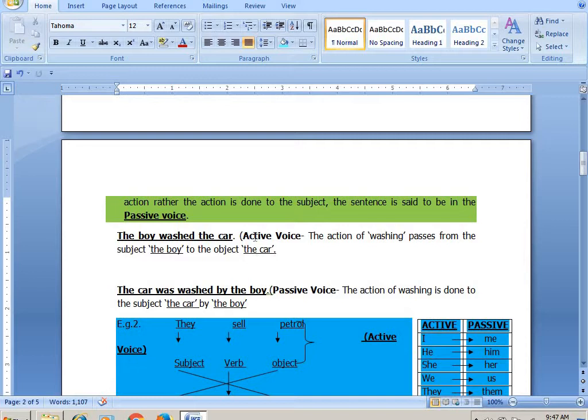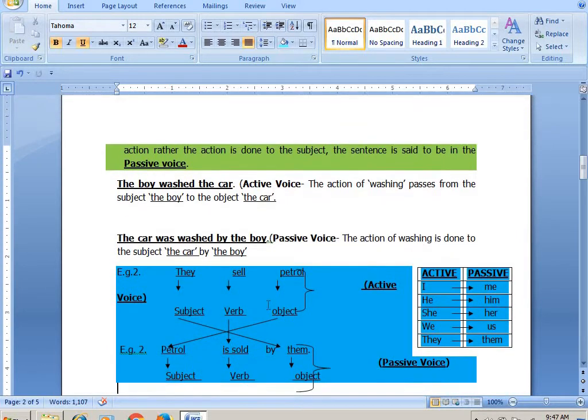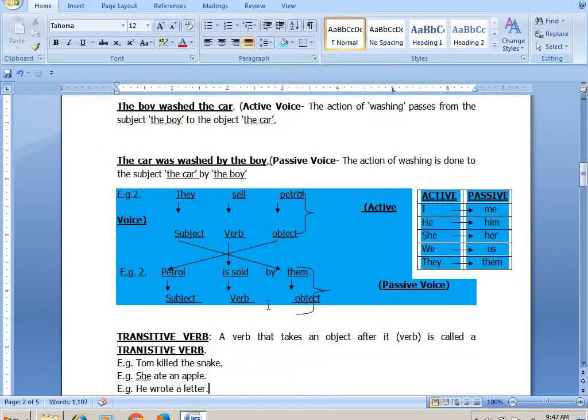Now, the boy washed the car. Active voice: the action of washing passes from the subject, the boy, to the object, the car. Now, look here. The car was washed by the boy. The car. I told you, the object has gone before the verb, and therefore what happened? The car was washed by the boy. Passive voice: the action of washing is done to the subject, the car, and by the boy.